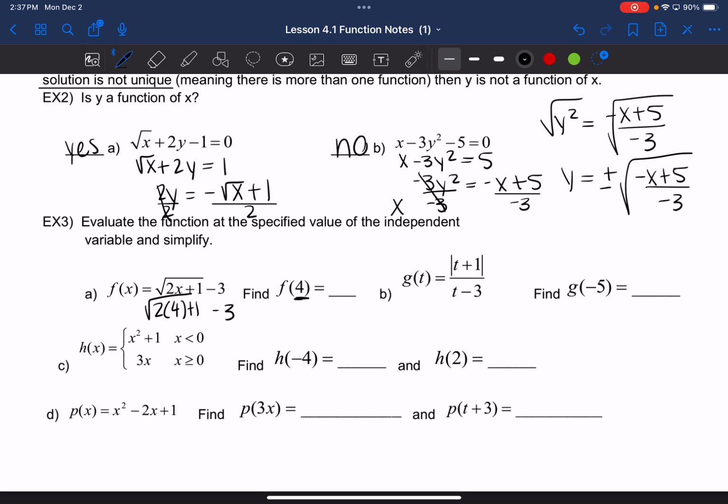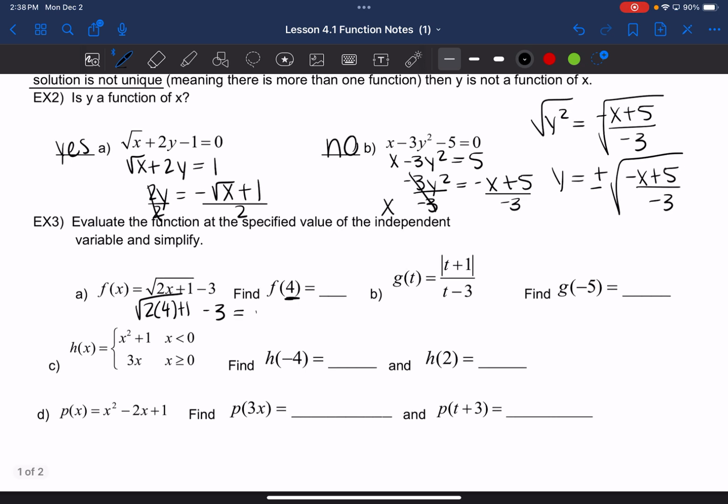So if I'm simplifying, what would I do first? Multiply. 2 times 4 would give us 8. And 8 plus 1 is 9. So I have square root of 9 minus 3. What's the square root of 9? 3. Okay. So I have 3 minus 3, which is 0.